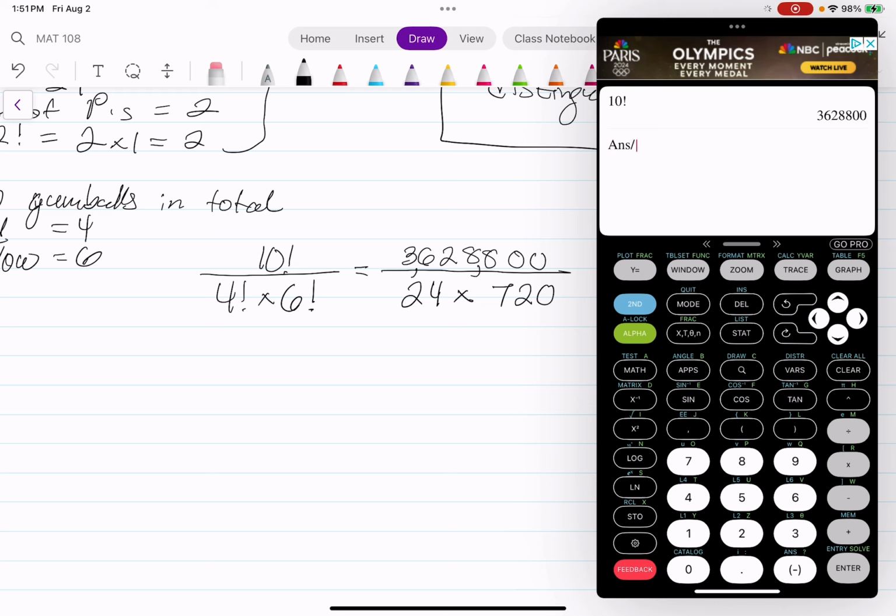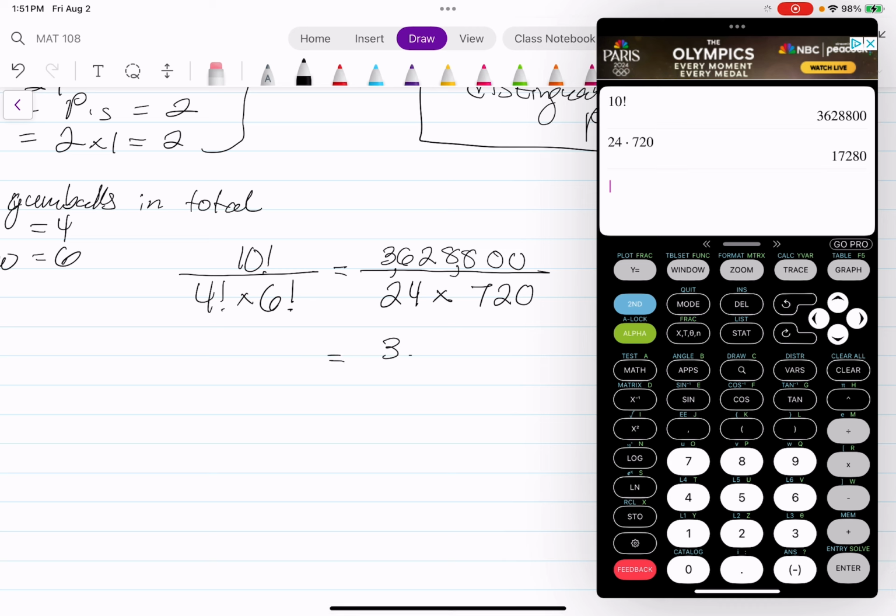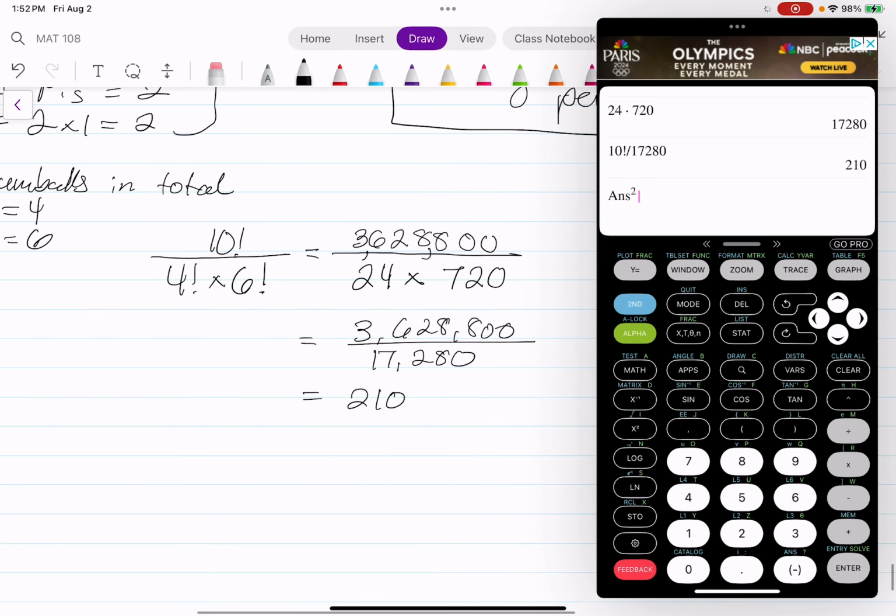We can divide that by, well, first, before we divide, let's multiply 24 times 720. That equals 17,280. So I'm going to be lazy and put 10 factorial because I don't feel like typing in that number, divided by 17,280. And that equals 210 distinct orders. And there you go.